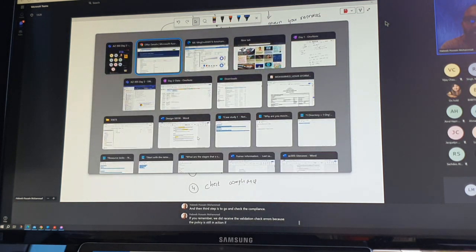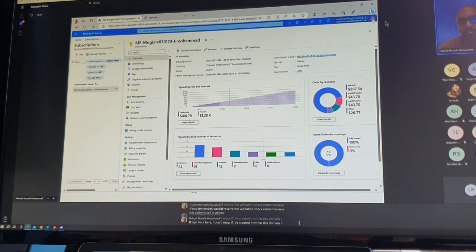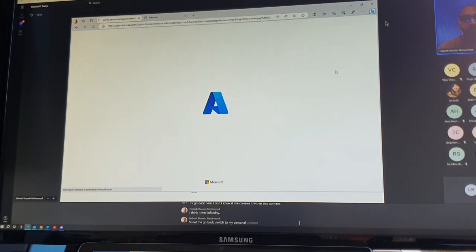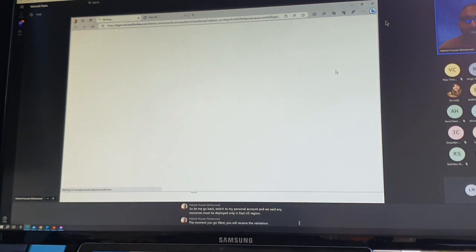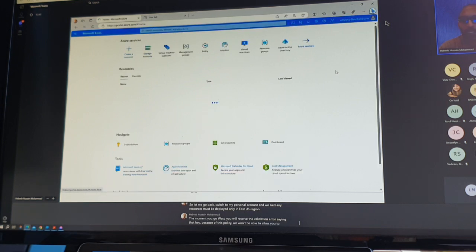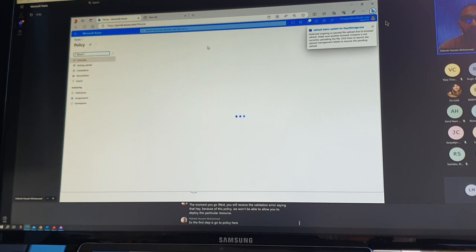If I go back here, I don't know if I've created it within this domain. I think it was in Fidelity. So let me go back, switch to my personal account. And we said any resources must be deployed only in East US region. The moment you go west, you will receive the validation error saying that, hey, because of this policy, we won't be able to allow you to deploy this particular resource.